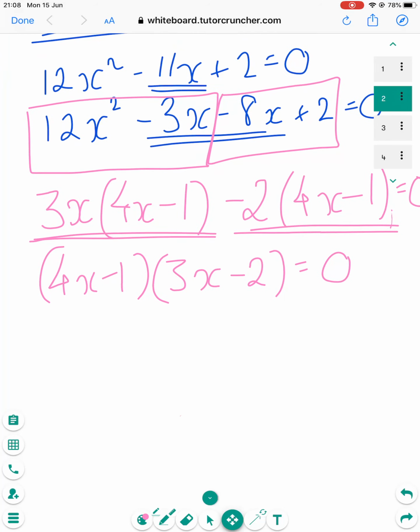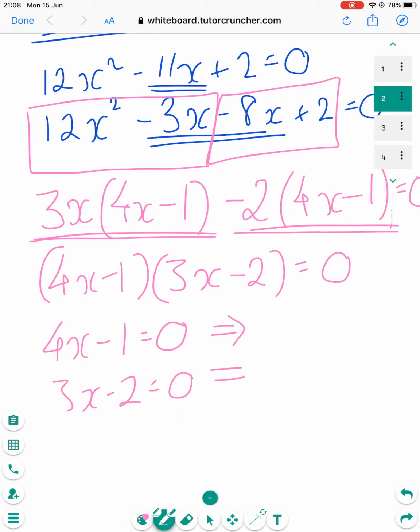Okay, last step now. As the multiplication equals 0, that means either of the brackets could equal 0 too. So now we just handle them separately. 4x minus 1 equals 0, and 3x minus 2 equals 0. And now you would just solve them as you would any linear equation, and therefore x will equal 1 over 4, or x could equal 2 over 3.